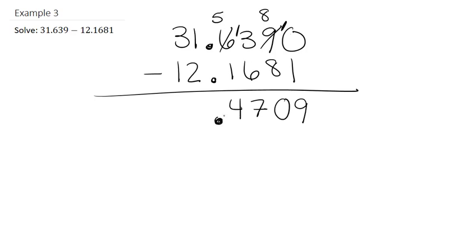Bring down the decimal. 1 minus 2 can't be done, so we're going to have to borrow from the 3, make it a 2. Carry the 1. So 11 minus 2 is 9. 2 minus 1 is 1. And that would be our solution.